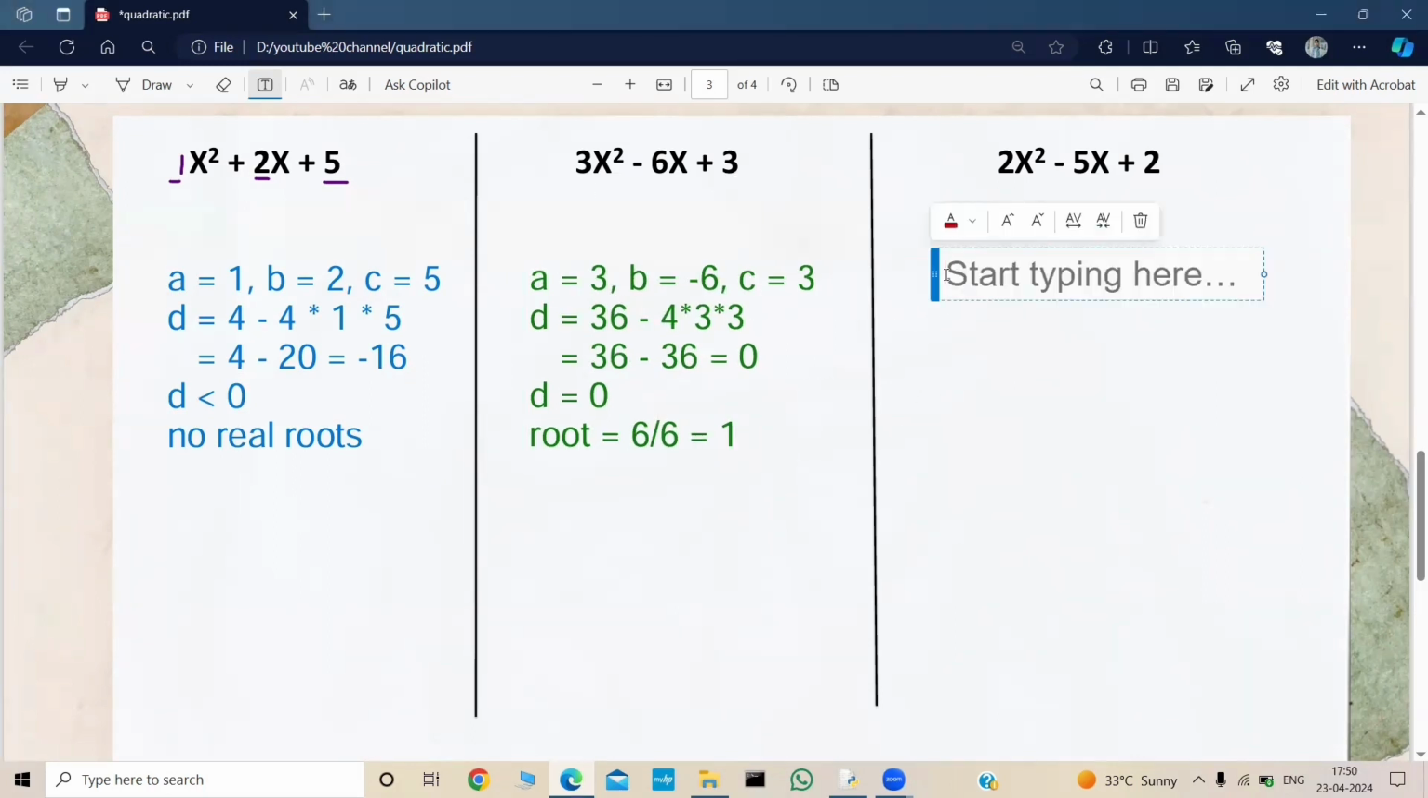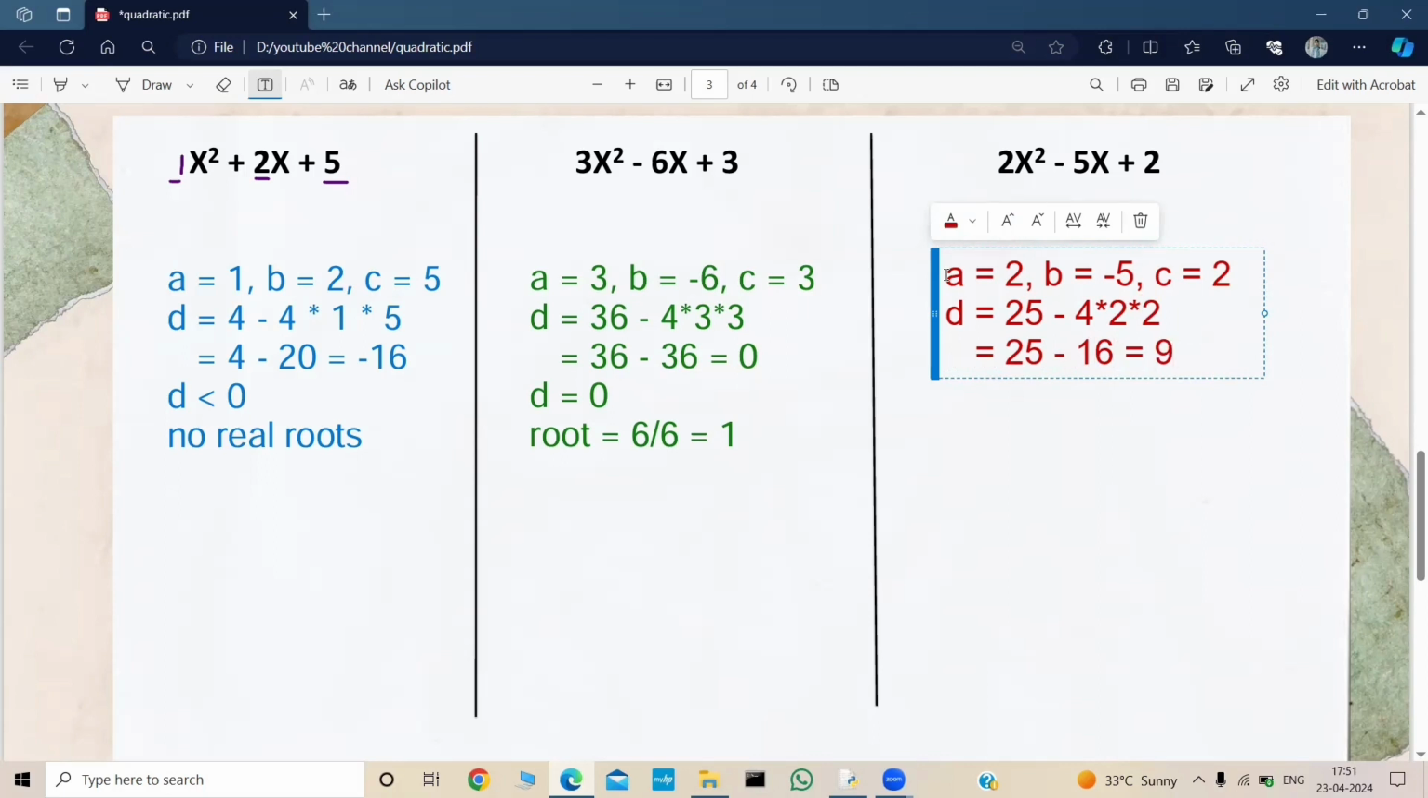Now coming to this equation. So a = 2, b = -5, and c = 2, right? So let's compute the discriminant, which is b² - 4ac. So b² means 5², which is 25, minus 4ac, 4 into 2 into c was 2, which is equal to 25 minus, 4 2s are 8, 8 2s are 16. So 25 - 16 is equal to 9, right? So my d was greater than 0.